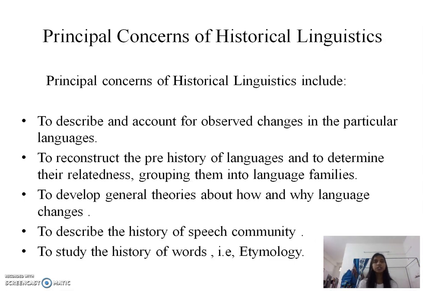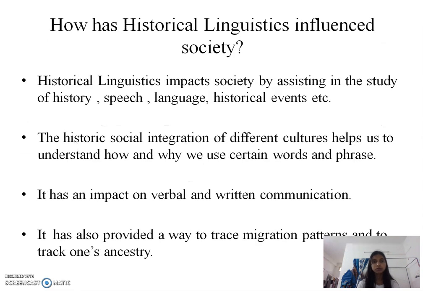And now I am going to tell the principal concerns of historical linguistics. Principal concerns of historical linguistics include to describe and account for observed changes in particular languages, to reconstruct the prehistory of languages and to determine their relatedness, grouping them into language families, to develop general theories about how and why language changes, to describe the history of speech communities, and to study the history of words, their etymology, etc.